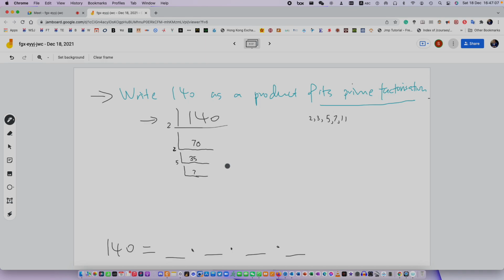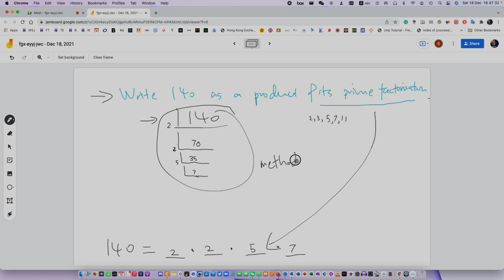Yeah, you stop, good. Then you can fill up the blank already. So 140 is equal to... good. Okay, so this one is called prime factorization. How do you get the prime factorization? You need to use this method. Okay, so far so good.